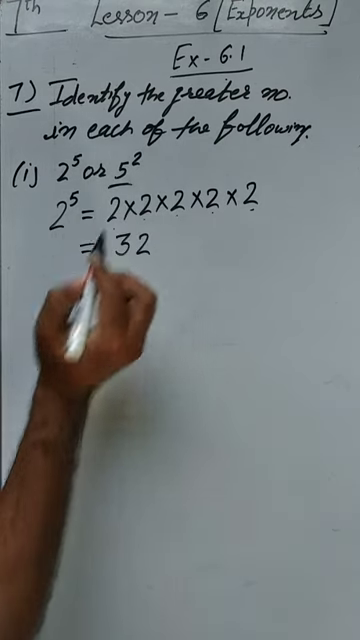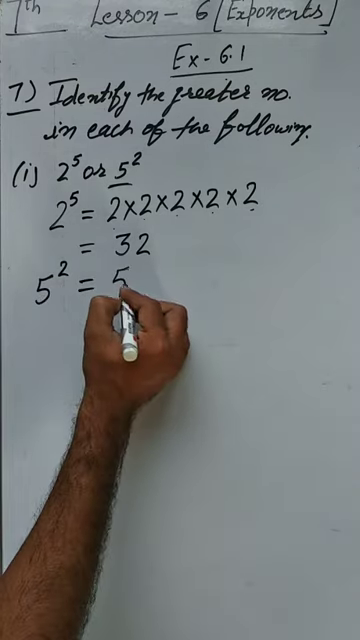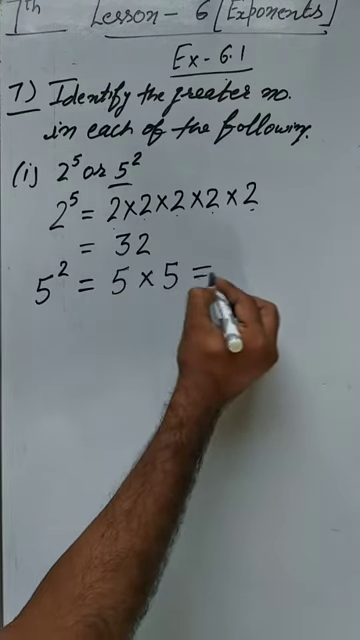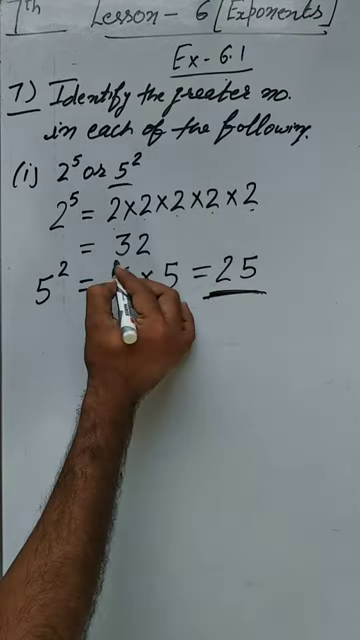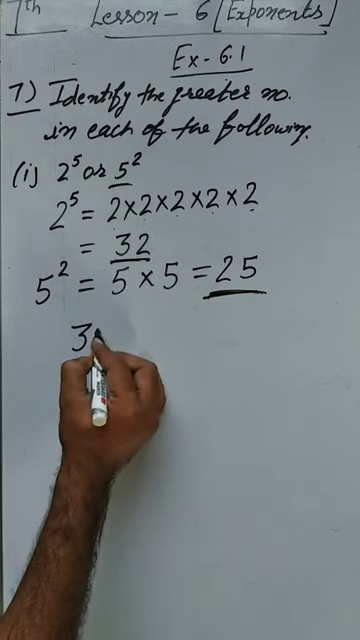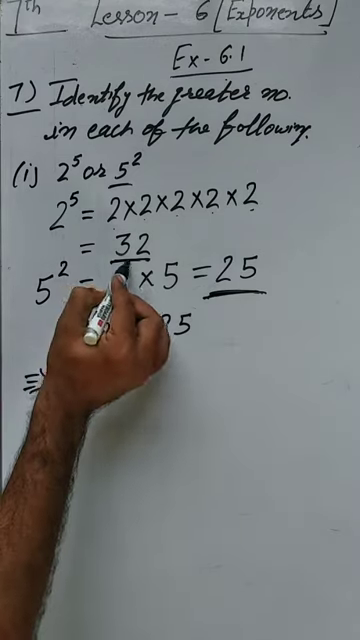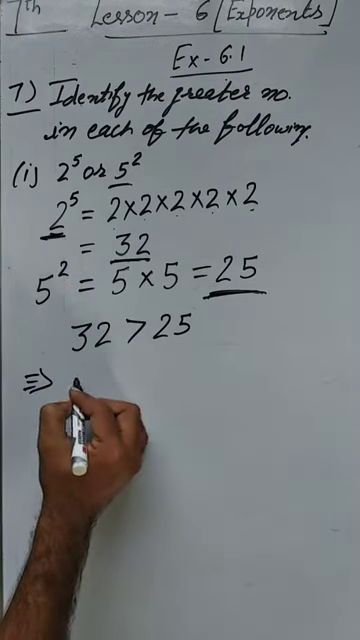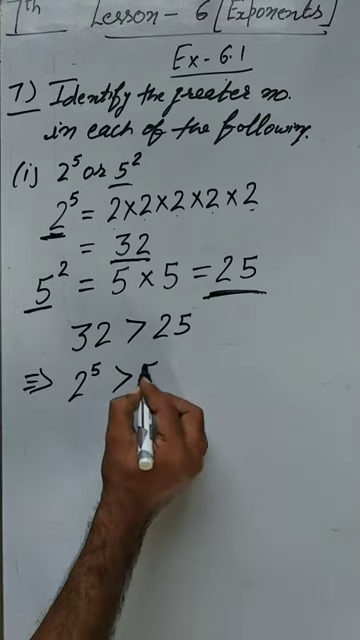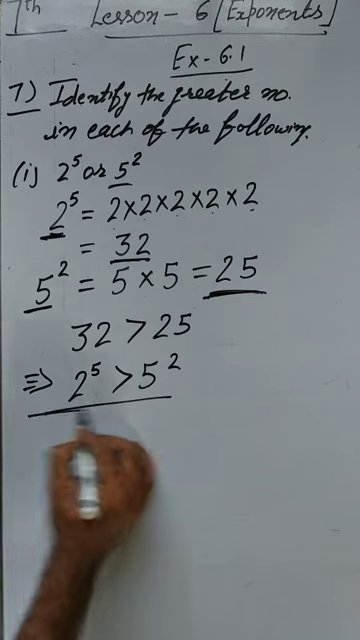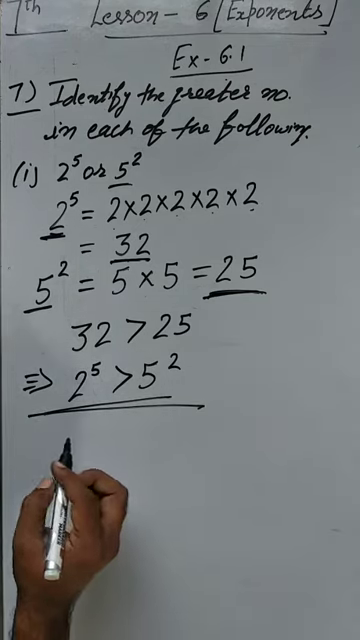And your second number is beta 5 raised to power 2. 5 raised to power 2 means 5 multiply 2 times, means 5 multiply 5 is equal to 25. Now look at between 25 and 32, which is greater? 32 is greater than 25. Okay beta. And 32 is equal to 2 raised to power 5, and 25 is equal to 5 raised to power 2. So 2 raised to power 5 is greater than 5 raised to power 2. Very easy question.